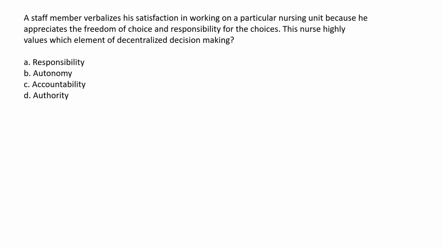A staff member verbalizes his satisfaction in working on a particular nursing unit because he appreciates the freedom of choice and responsibility for the choices. This nurse highly values which element of decentralized decision-making? A. Responsibility. B. Autonomy. C. Accountability. D. Authority.